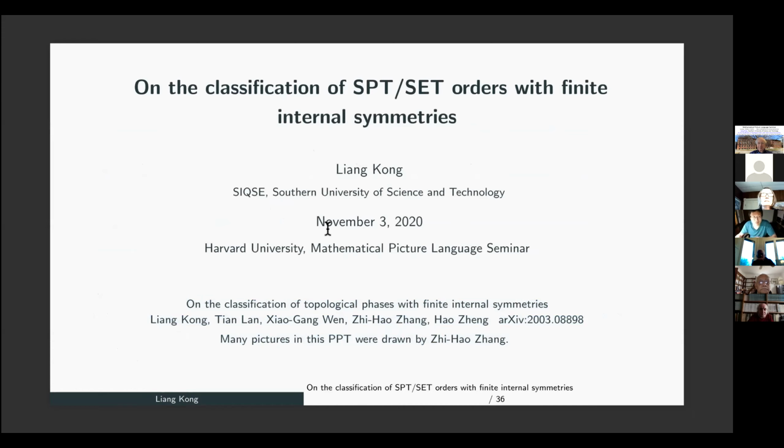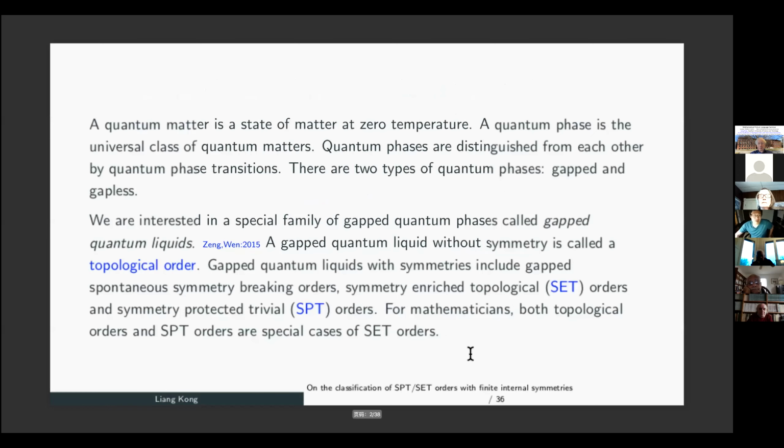So I'm going to talk about a classification of so-called symmetry protected topological order and symmetry enriched topological order, just briefly SPT, SET orders, with finite internal symmetry, or sometimes also called finite onsite symmetry. It's better to mention at the very beginning my collaborators. This work is online and already published. My co-authors are Tian Lan, Xiao-Gang Wen, and Zhi-Hao Zhang and Zheng. And many of the pictures in this PPT were drawn by one of my students, Zhi-Hao.